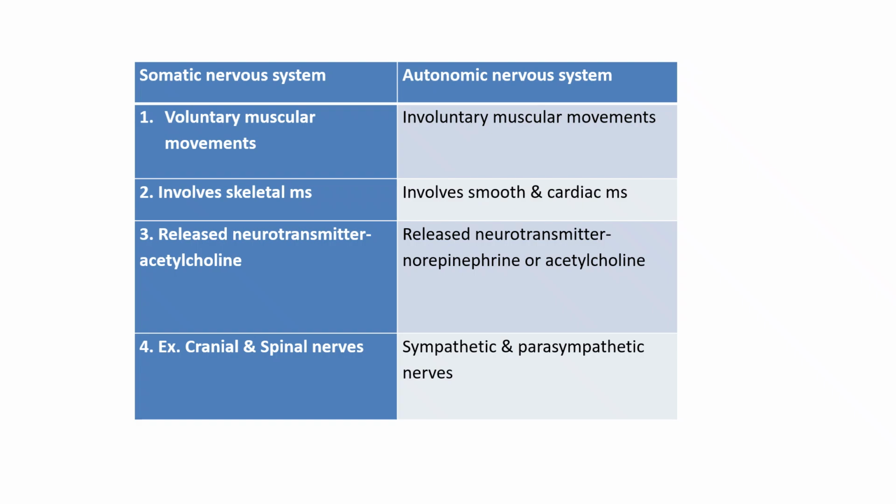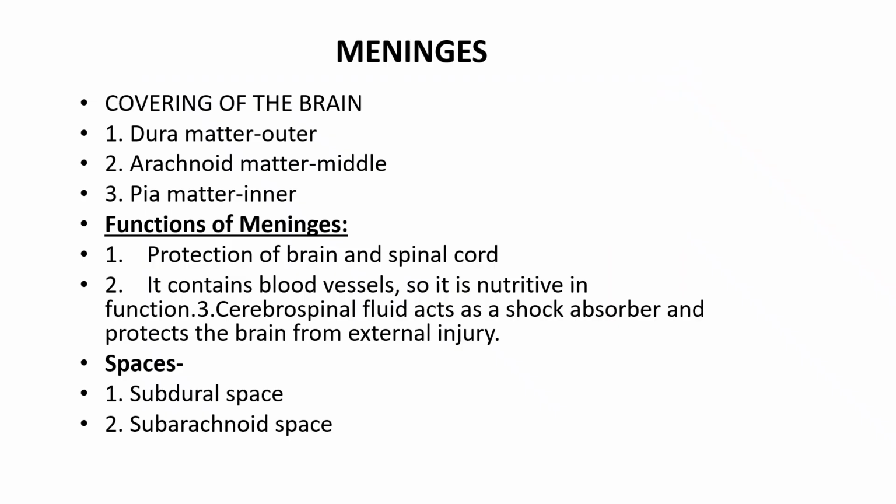Somatic involves voluntary muscular movements, and in autonomic there are involuntary muscular movements. Somatic involves skeletal muscles, autonomic involves smooth and cardiac muscles. In the somatic system, the neurotransmitter released is mainly acetylcholine, and in autonomic it is norepinephrine or acetylcholine. The examples of the somatic nervous system are cranial and spinal nerves, and in autonomic they are sympathetic and parasympathetic nerves. Now we will see the coverings of the brain.